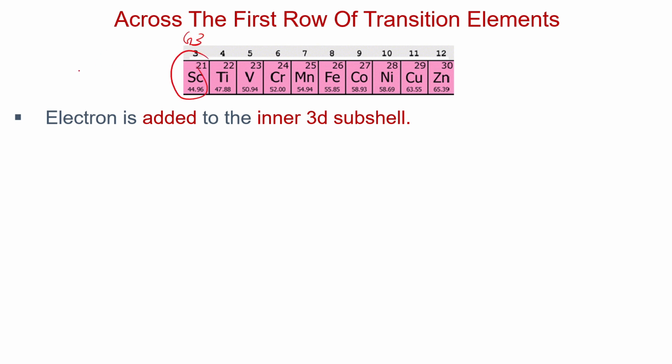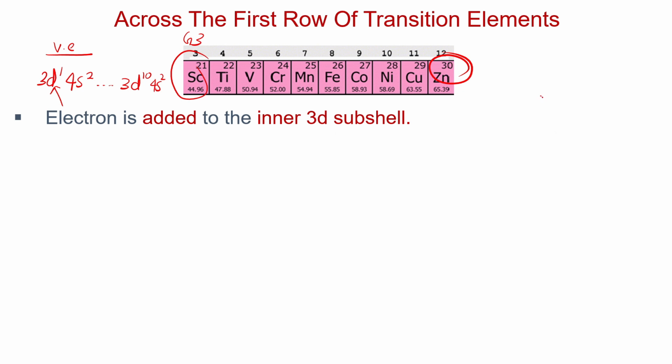So we have 3d1 4s2 until, yang ini valence ya, until 3d10 4s2 untuk zinc. So untuk all of these elements, across a period, proton number increases. Okay, proton number increases because the electron is added to the inner 3d shell.